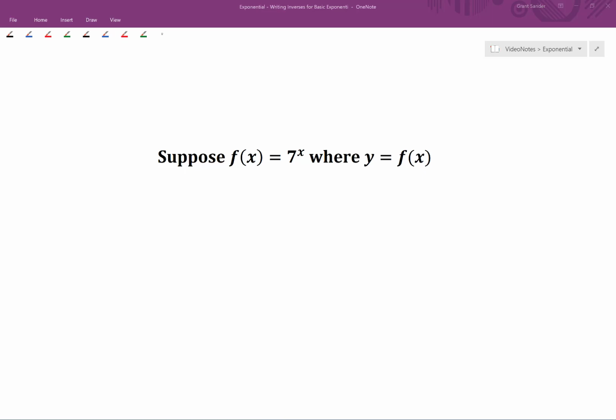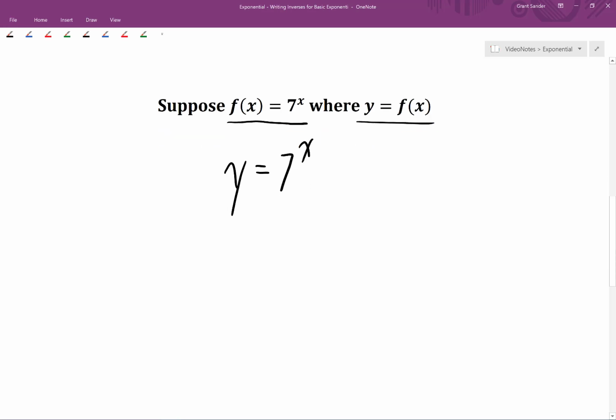In this video, we will use logarithms to write the inverses to some basic exponential functions. So let's start by looking at the function f of x equals 7 to a power of x, where y equals f of x. If this is the case, then y is equal to 7 to a power of x. So x is the exponent on a base of 7 needed to produce a result of y. So if we rewrite this in logarithmic notation, we have x is equal to log base 7 of y.